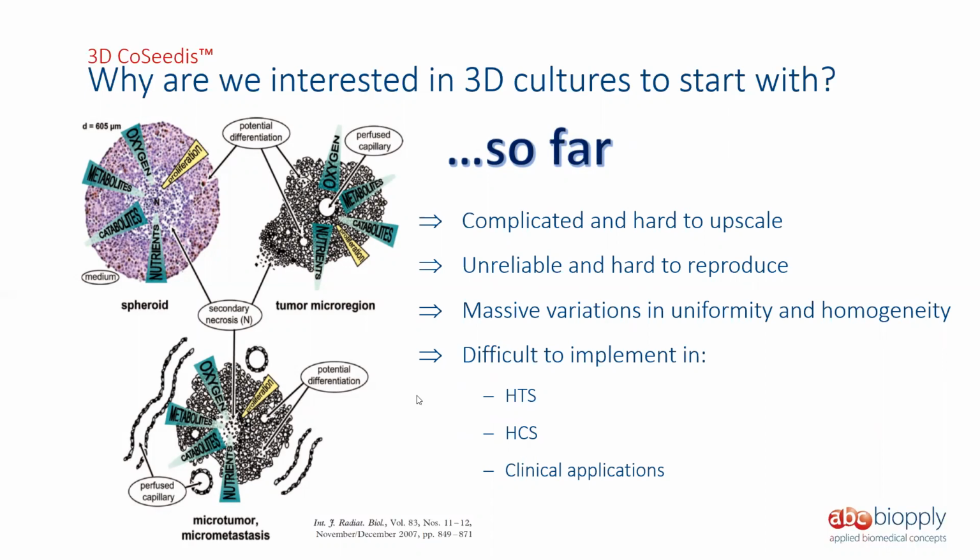So there are massive variations in the uniformity and homogeneity of those spheroids or microtumors, and that makes it consequently very difficult to implement those tumors in applications such as high-throughput screening, high-content screening, but also some clinical applications where it's, for obvious reasons, very important that the tumors you look at, or the microtumors you look at, are very reliable, very uniform, but also very homogeneous in their composition.